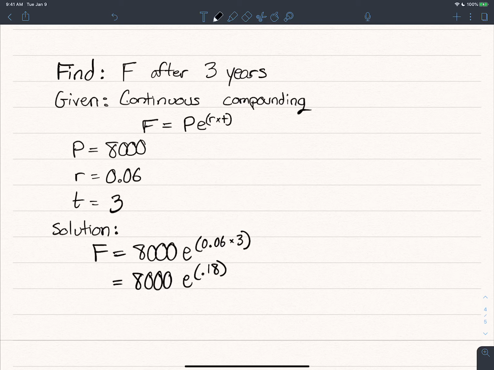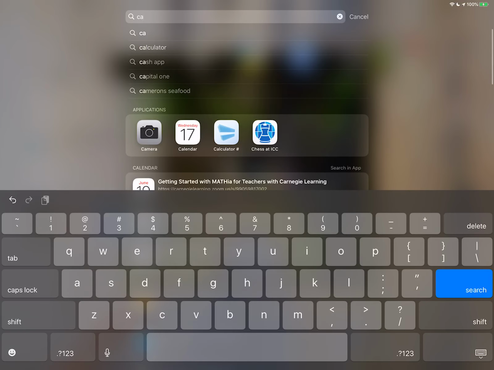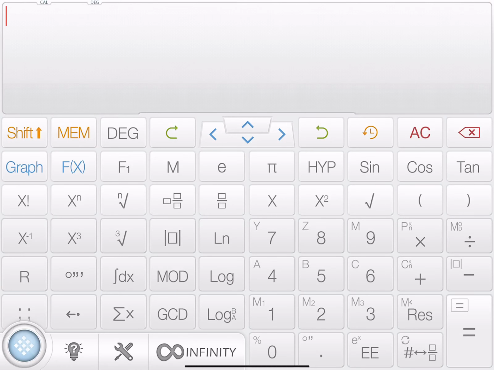Now we need to plug this into our calculators: E to the 0.18. E to that power. That's what we need to plug into our calculators. So I'll actually open up my calculator on here and I'll show you what button we're looking for. See the double E's down here? And see that E to the X, E with a little X on it? That's the button that we're looking for right here.